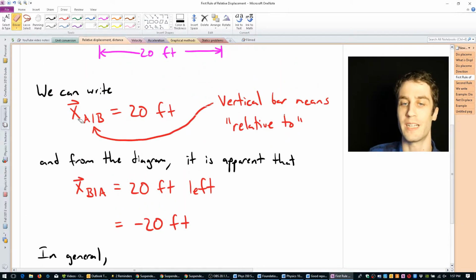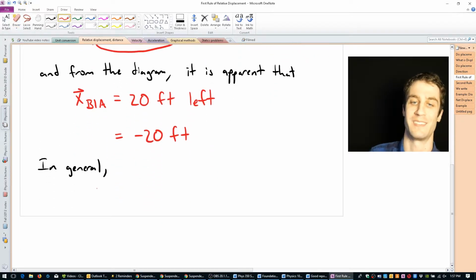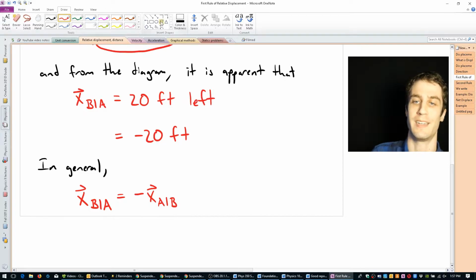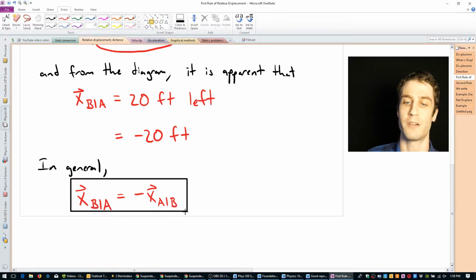What I want you to take from it is that xb relative to A compared to xa relative to B. Can you guess what the general rule is? I think you probably can. So no points for guessing. You're correct. xb relative to A is equal to negative xa relative to B. And that's it. This is a general rule.